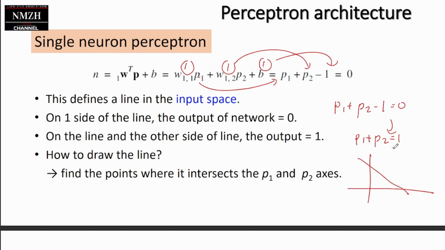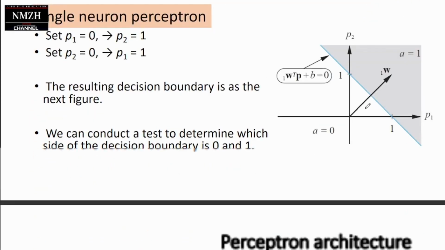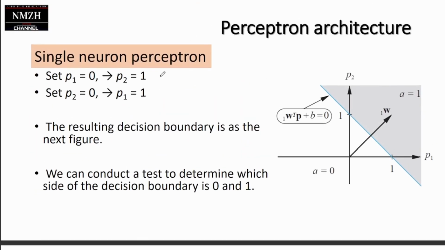This line, for example. So on the line, the other side is 1. The other side of that one is 0. So how to draw the line? Find the point of P1 and P2. For example, we just put any number to this particular P1 and P2 as here. So let's say that we put P1 = 0, P2 = 1. Okay, P1 = 0 and P2 = 1 is 0, 1, right?